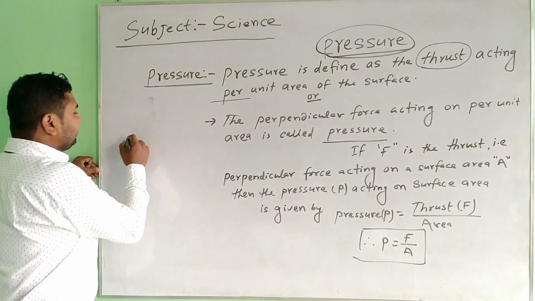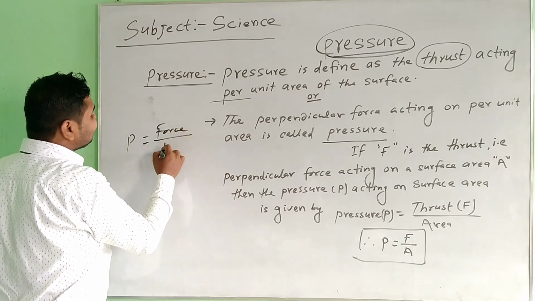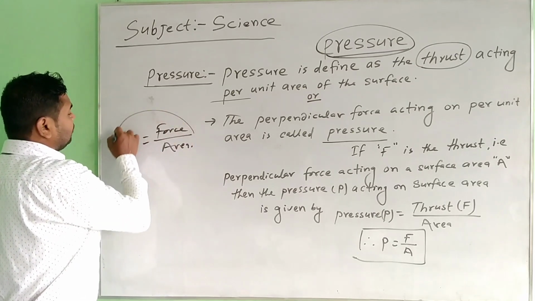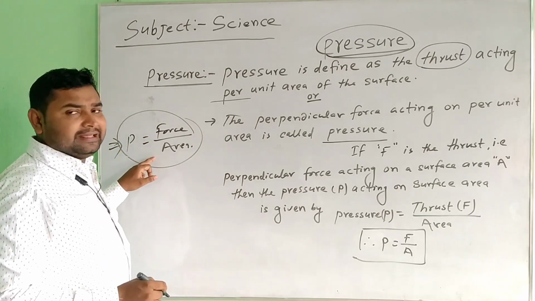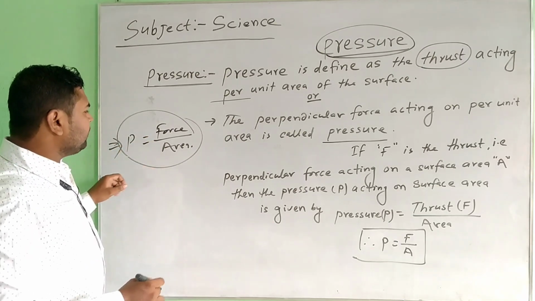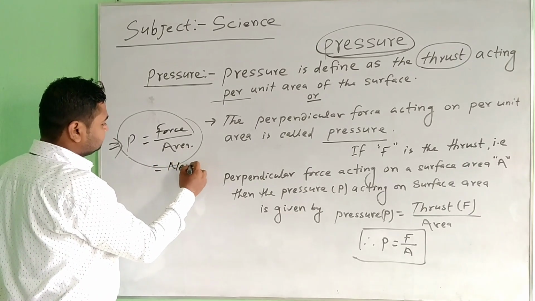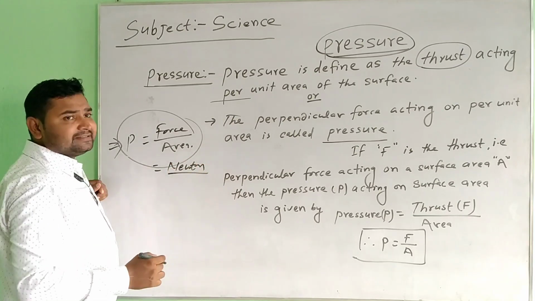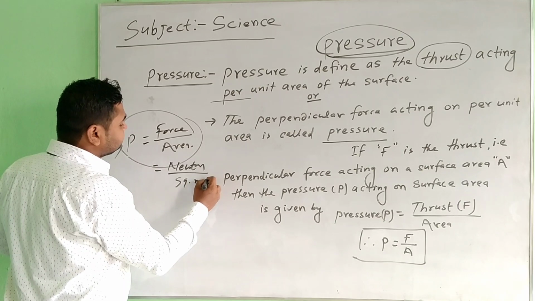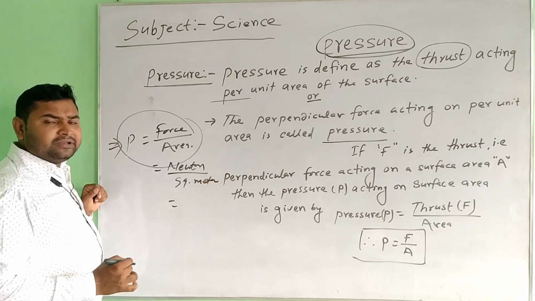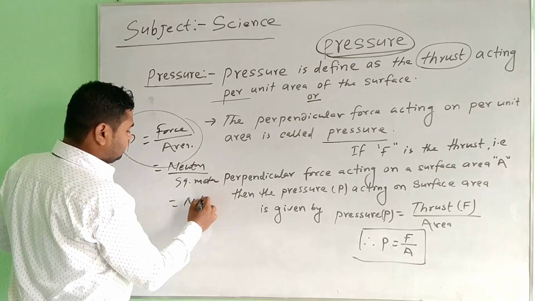It means P is thrust, or force, by area. Pressure is equal to force by area. What is the unit of force? Newton. And area is square meter. So its SI unit is Newton per meter square.